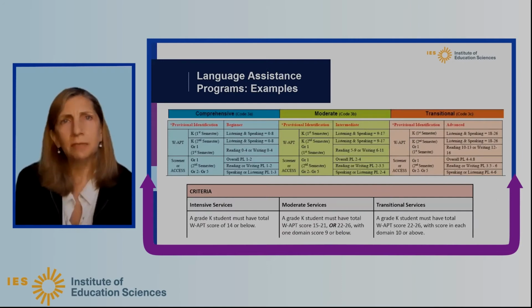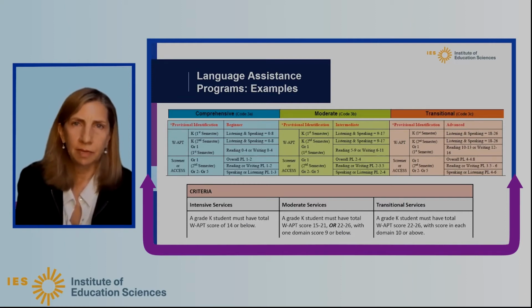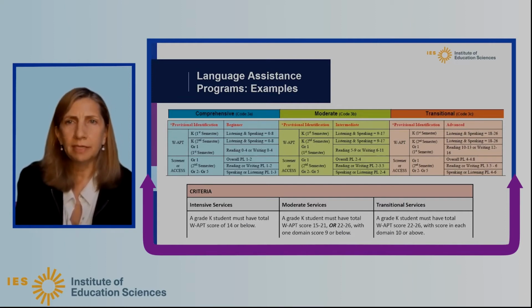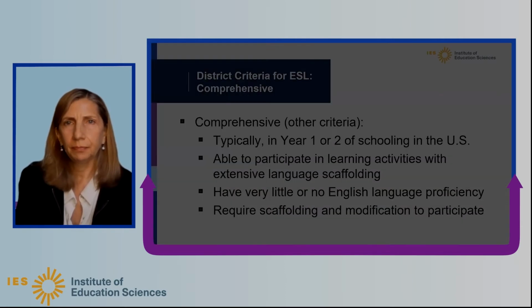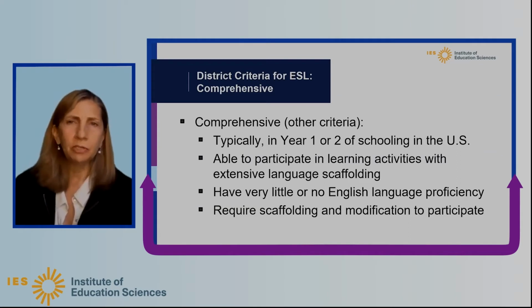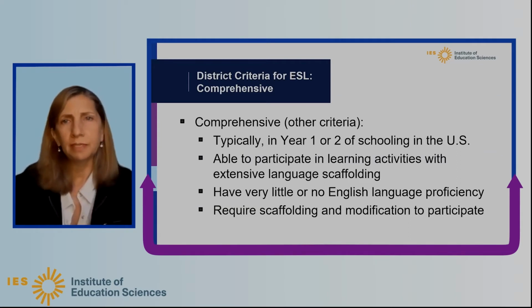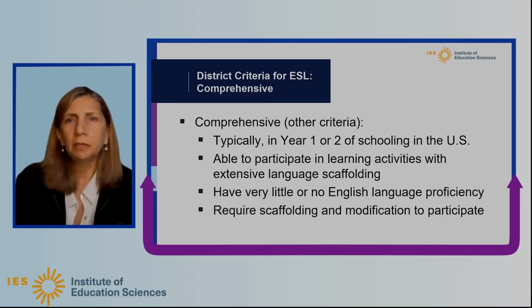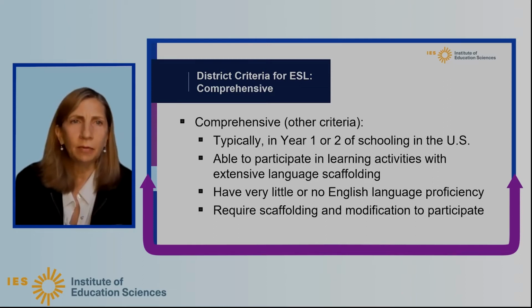Here are 2 examples of district criteria for the 3 levels of ESL services in elementary schools. These examples show test cutoff scores at the 3 levels, and you can see that they're a little bit different depending on the district. In addition to test score guidelines, each district's plan also includes other criteria for determining who receives ESL services. These include the child's ability to engage in classroom learning activities and which students need additional scaffolding and modification to participate in instruction.